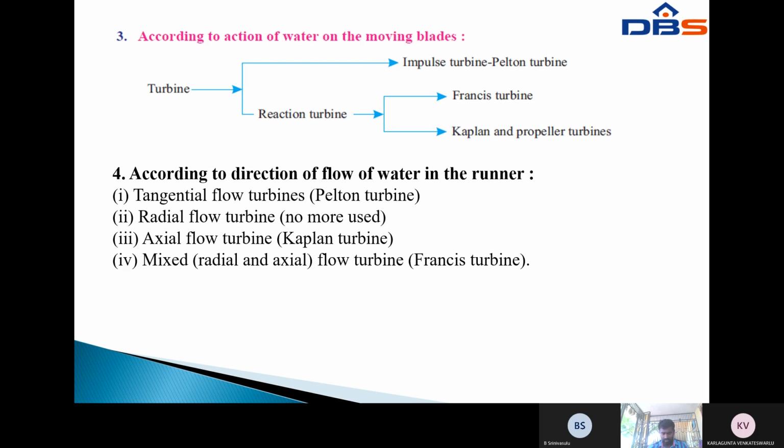The example of high head turbines is the Pelton wheel. The example of medium head turbines is the modern Francis turbine. The example of low head turbines is the Kaplan turbine.